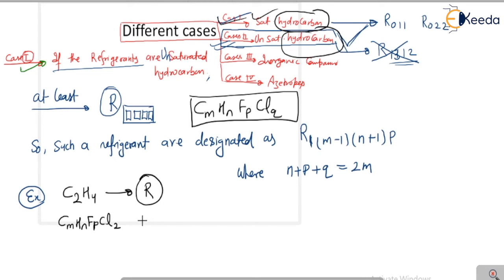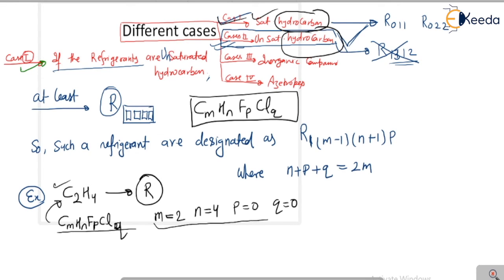Okay, and now let's compare this standard formula with this chemical formula. So my dear friends, the value of M is 2 and here the value of N is 4. And the value of P is 0, because of the absence of fluorine and chlorine. And the value of Q for Cl is 0. Let's check these values against this standard form.